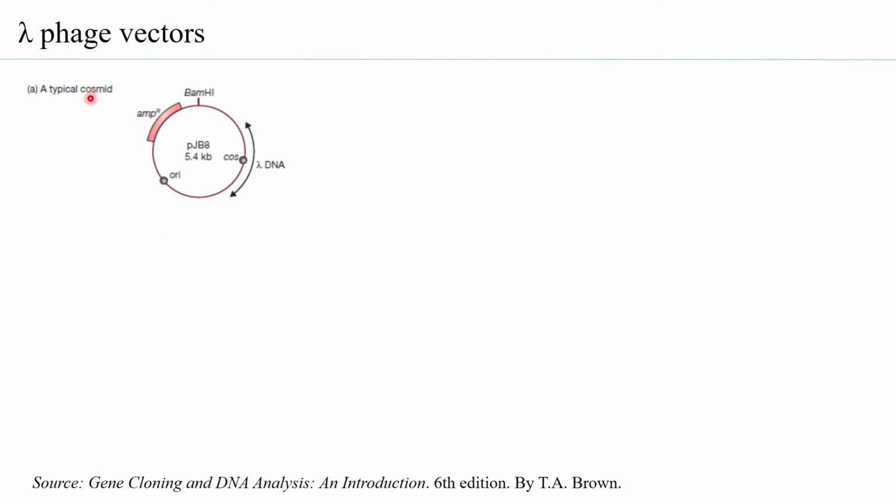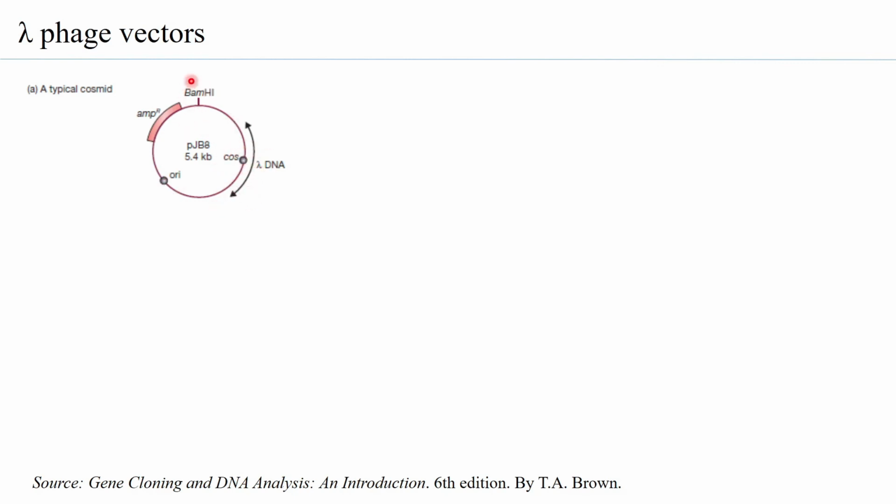Now, lambda phage vectors have also been used as a hybrid with plasmid. So what you can see over here is a typical cosmid. Cosmid is basically when you have a lambda DNA fragment containing the cos site hybridized to a plasmid. So you can see how you have pUC8, which contains an ampicillin resistance gene, or pBR322 as well, with an ampicillin resistance gene and its origin fused with the lambda DNA that contains the COS site.